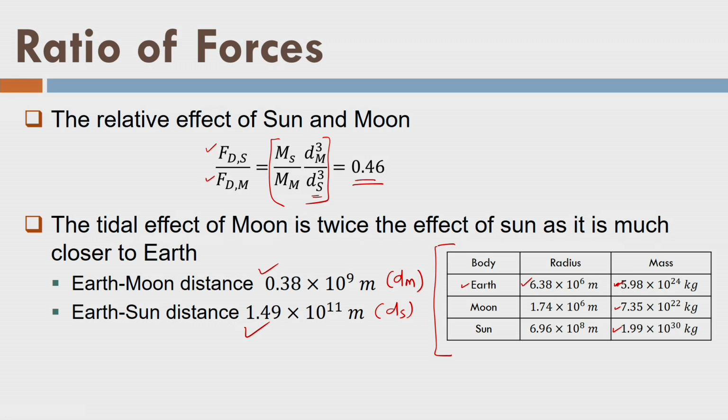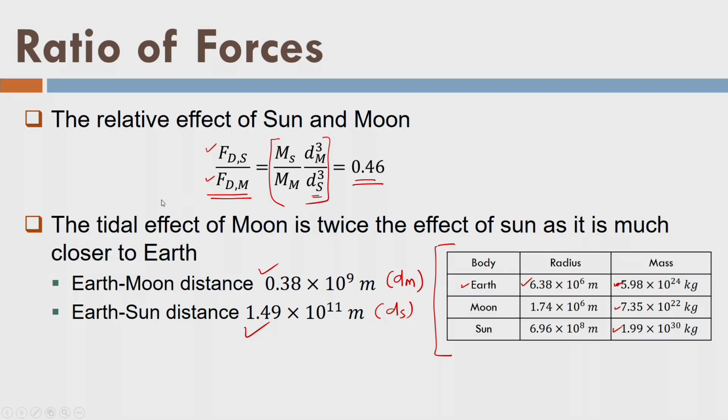So what does it convey? It is conveying a very important aspect, that the force exerted by the moon is more than 2 times the force exerted by the sun, and that is why we say that tides are basically caused by the moon. Yes, the sun also contributes, but tides are always caused by the major force of the moon.